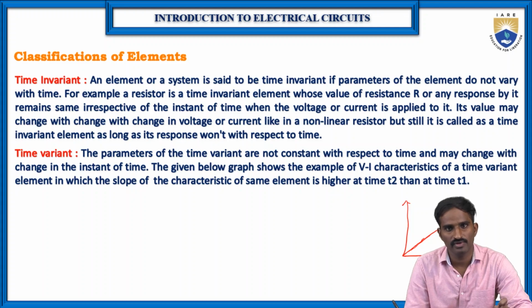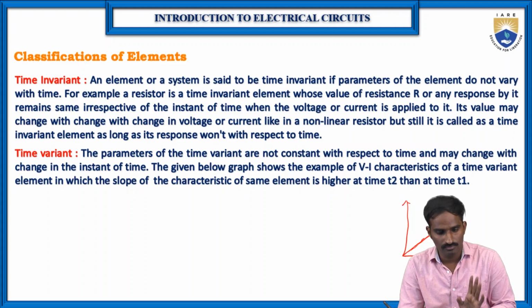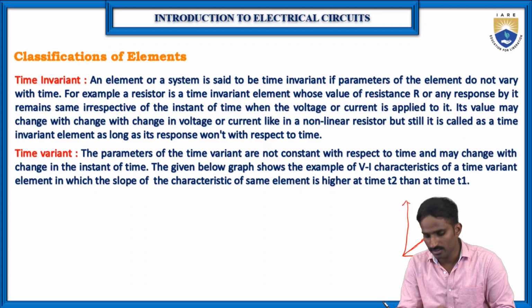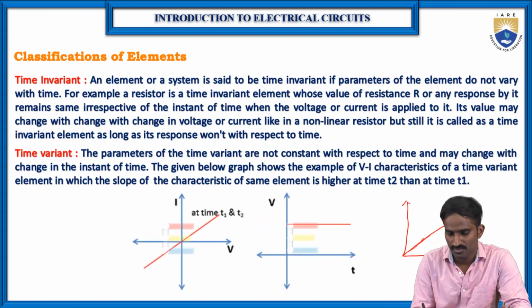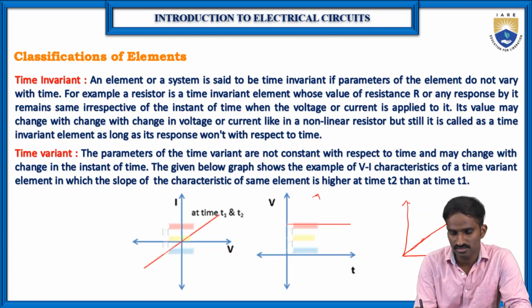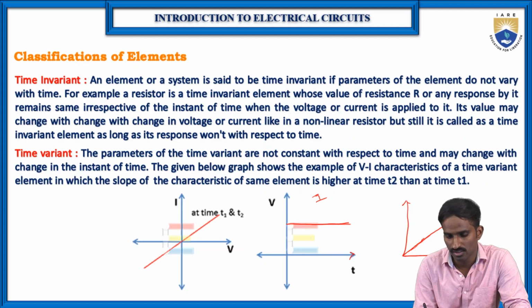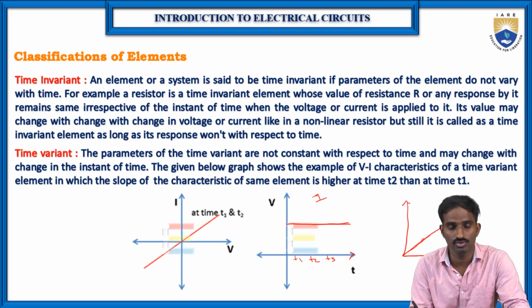Okay, then those kind of elements are called the time variant elements, right? So this is clear about the time variant and time invariant elements, right? As you can see here, in the first case, this is the time invariant, because here the magnitude of this voltage is always constant with respect to the time. This is the time axis. Let us consider T1, T2 and T3. At every instant, the magnitude of the voltage is constant. So this is the time invariant elements.